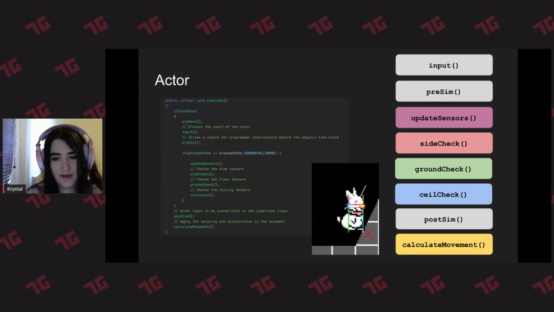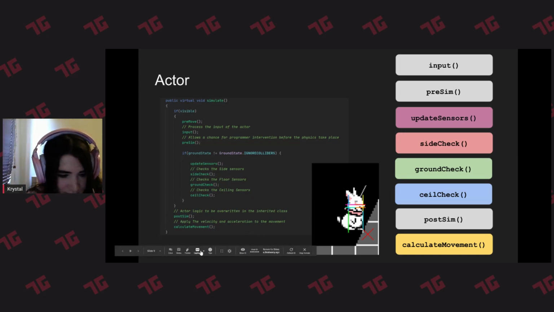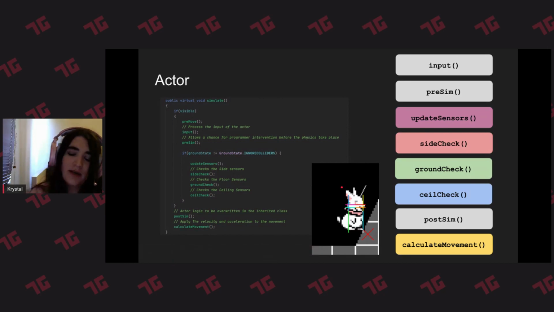So it goes through a few different stages. Firstly, it updates the sensors. As you can see in this diagram, these are the sensors coming out of the player. It checks these sensors against the collisions in the tile map and other actors. Then it uses that information in side check, checking either side. Then it goes into ground check, where it checks whether you're standing on the ground and where the player is supposed to be. Then there's a ceiling check, which pushes you off the ceiling if you move too far into it. And finally, calculate movement, which handles the velocity and acceleration of the player and then applies that to the position at the end.